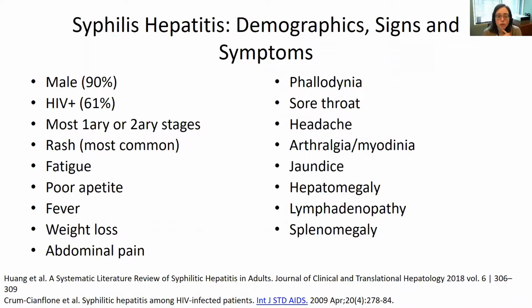Syphilis can also give you a hepatitis. Most of these cases occur in men, and over half of them are HIV positive. The challenging thing for our hepatology colleagues is that the symptoms that patients with syphilis hepatitis present with can have a lot of overlap with hepatitis for other reasons, such as hepatitis B and C and autoimmune hepatitis. So this can also be clinically a challenge.